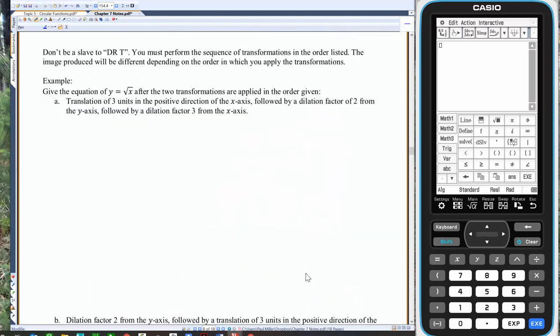What many tutors will say is something like Dr. T, as a way of remembering transformations. Dr. T means that's dilations, that's reflections, and that's translations.